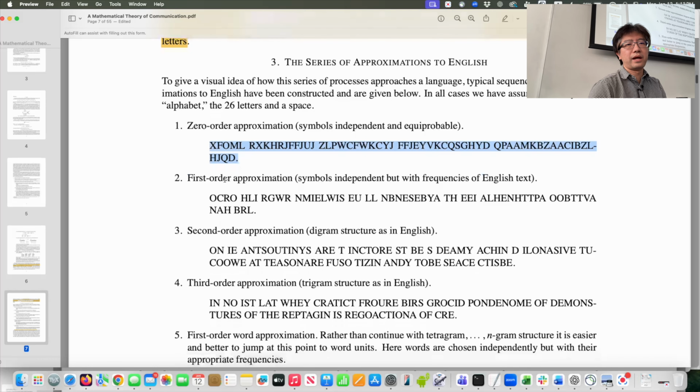But then if we do something better, a first order approximation basically means that each letter will still be generated independently, but with the right distribution. We have all the books, so we can do the statistics of the distribution of each letter. Then we know E will appear with much higher probability than the letter Q. If we use the right probabilities to generate all the text, this is what you get. Still not language, and by the way, I'm doing English, not other languages. Still not good enough.